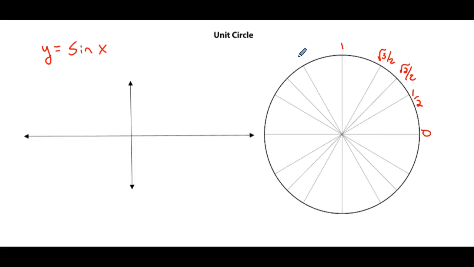And we get up here to 1. And then we're going to go back down: root 3 over 2, root 2 over 2, and then 1 over 2, back to 0. And then at this point, the sign becomes negative. So negative 1/2, negative root 2 over 2, negative root 3 over 2, and then negative 1.